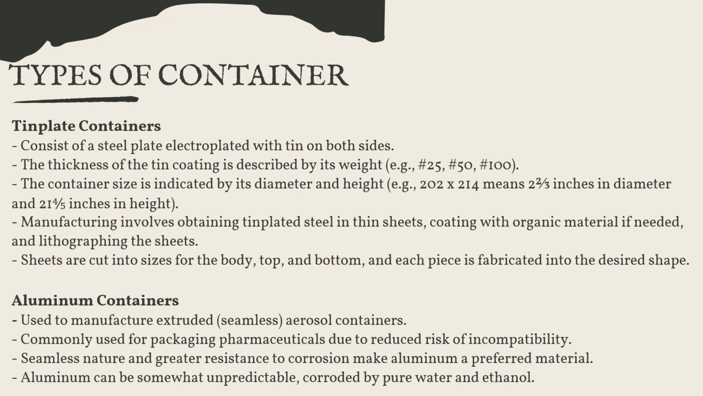Manufacturing involves obtaining tin plate steel in thin sheets, coating with organic material if needed, and lithographing the sheets. Sheets are cut into sizes for body, top, bottom, and each piece is fabricated into the desired shape.